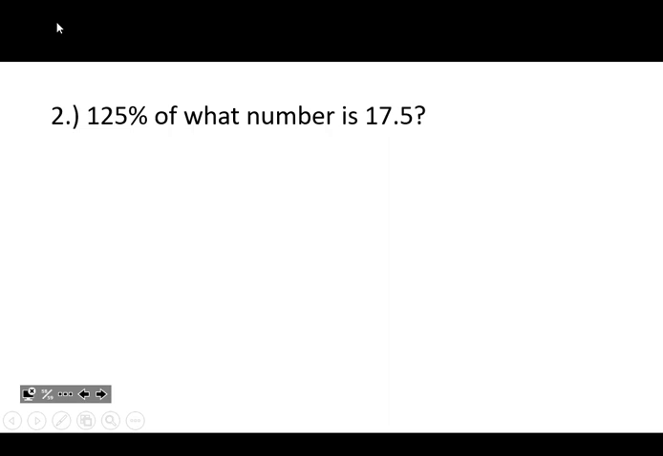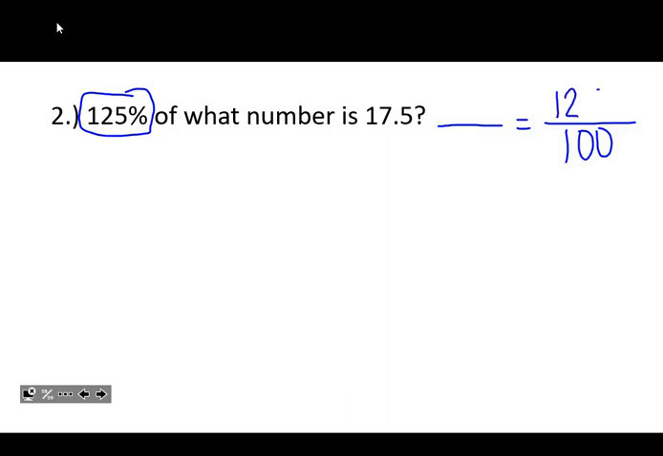So, 125% of what number is 17.5? So I always start off with setting up my proportion and filling in the 100. Then I go back through the word problem and I figure out what they've given me and what my unknown is. So 125%, so that's clearly in the percent spot, of what number? We don't know that number. That's our unknown. So in the of spot is going to be our variable.